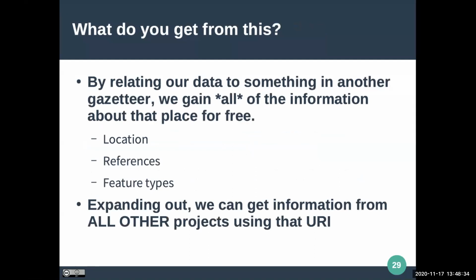And you might say, so what? What do you get from all this? Well, let's say we have the Pleiades Gazetteer, which has been the cornerstone of a lot of the linked open data for the ancient world. As long as you're interested in places, you get all this information from Pleiades, plus you get all the other projects that use that URI. So you get all the other data from everyone else who's participating in this linked open data system, right at your fingertips.